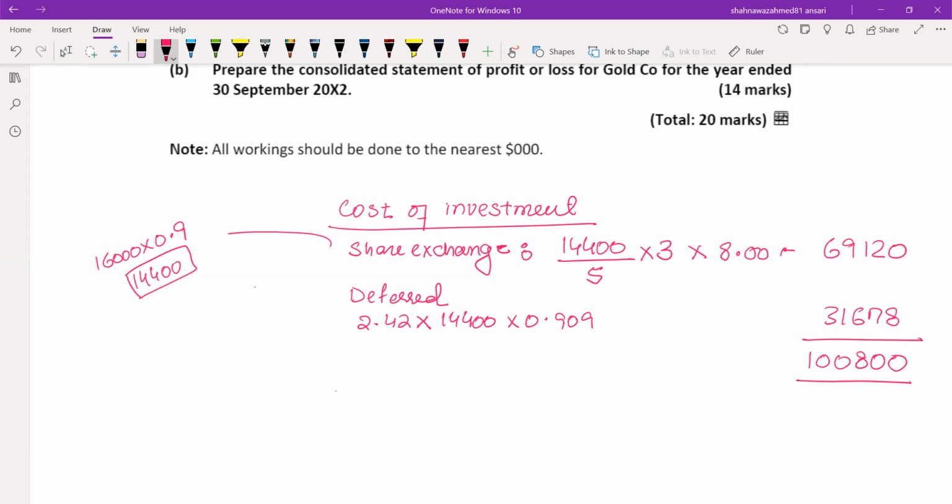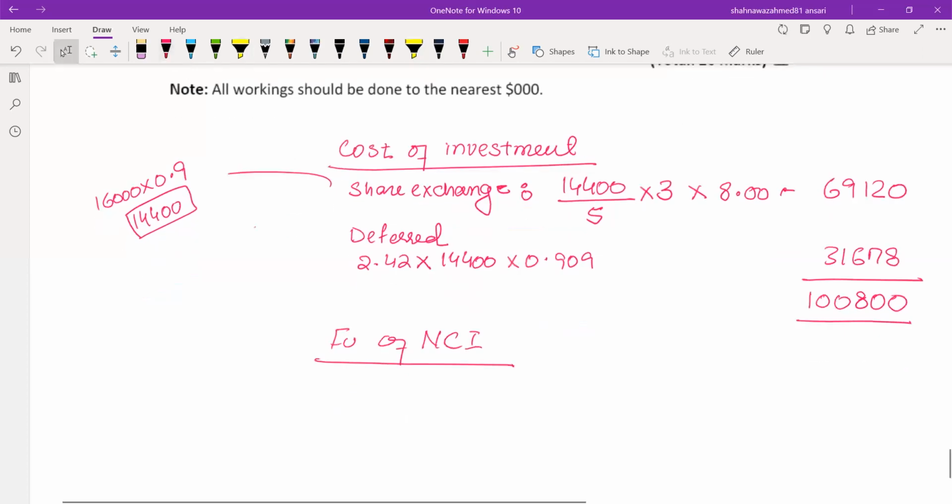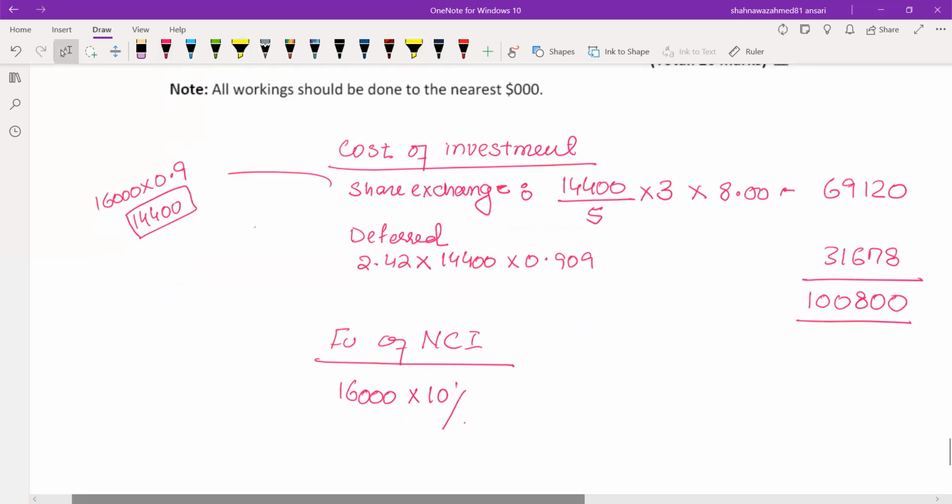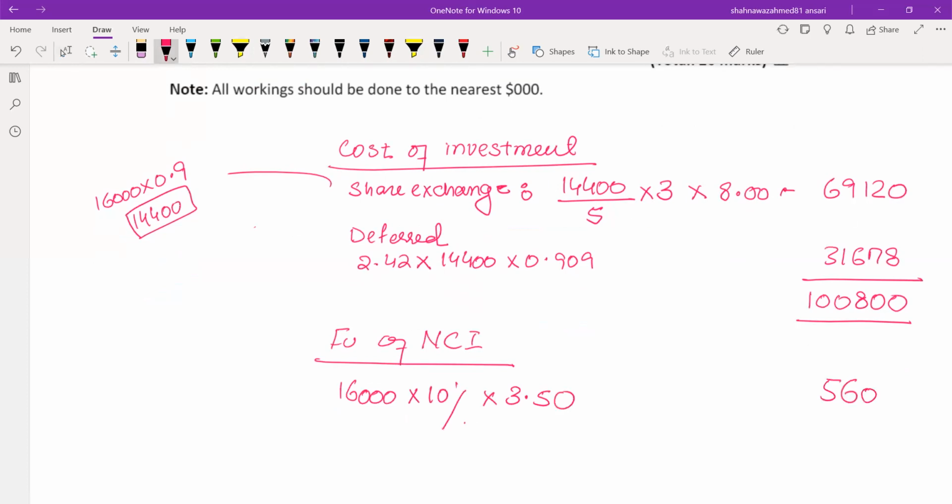Now we need to find out the fair value of NCI at acquisition, for which the number of shares of the subsidiary total 16,000, 10% held by NCI, multiplied by the share price of the subsidiary, 3.50. So as a result, this is 5,600.